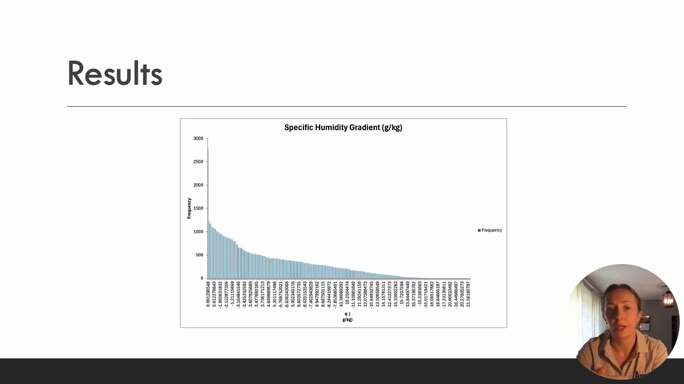All right, so here is, just to start out, a histogram of our specific humidity gradient, our mixing ratio gradient in grams per kilogram. And you can see that most of the time, for most of the data, that gradient is very small, right? That makes sense. These airports are not very far apart from each other, but it can get up to 20 grams per kilogram of a gradient between the two, which to me is a sign that there could be a dry line present during those days.